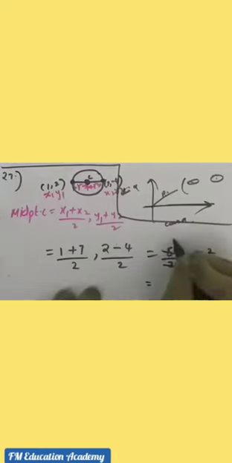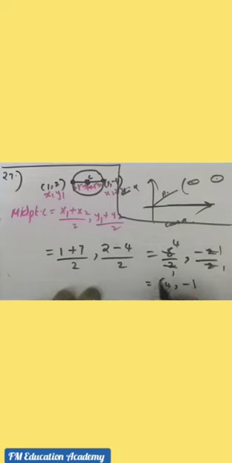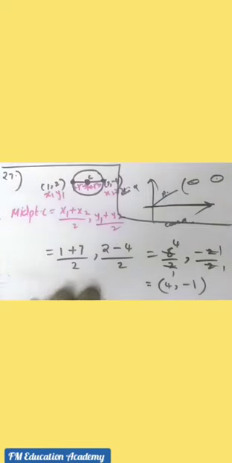2 fours are 8, 2 ones are 2. So we got 4, minus 1. So 4, minus 1 is which option? It is the second option. So my answer for the 27th question is the second option, that is (4, -1). That is the center of the circle. Okay, that is option 2. Remember that.